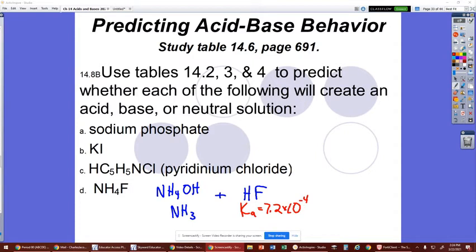And then if you take a look at page 678, you'll see that ammonia has a Kb value of 1.8 times 10 to the negative fifth. So looking at those relative to one another, you will realize that the Ka for hydrofluoric acid looks to be about 40 times bigger than that of ammonia. So in this case, it's not going to be super acidic or basic. It's going to be a smaller effect on the pH. But this one would be slightly acidic because even though neither one is strong, in this case, the acid is stronger than the base.